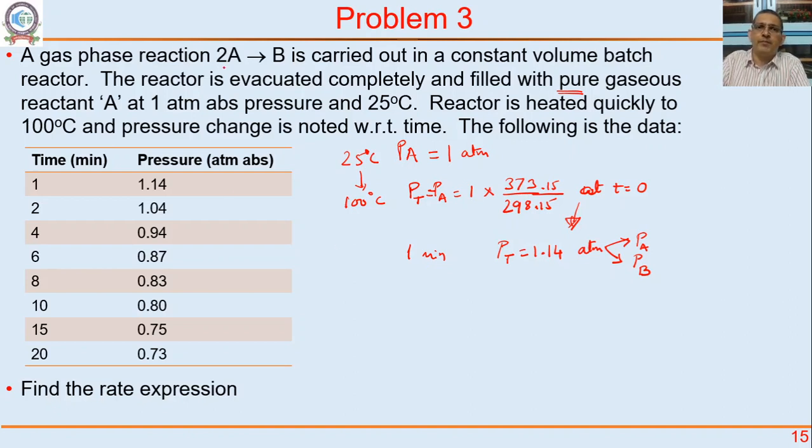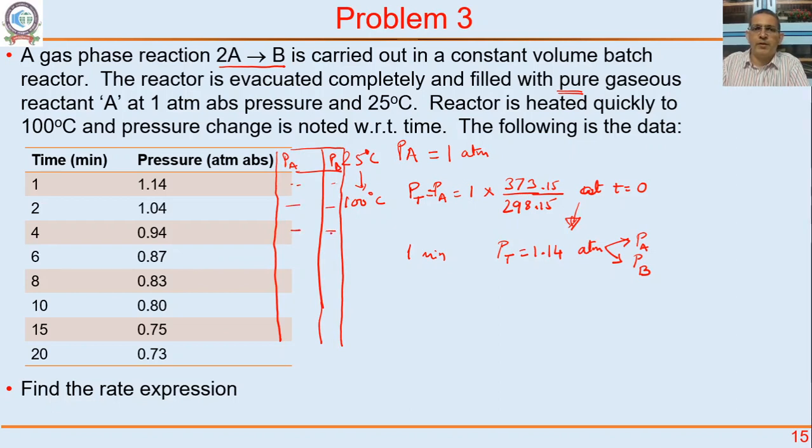Based on this stoichiometry. So use this stoichiometry to calculate partial pressure of A and partial pressure of B with respect to time. Right? Complete this table at 1 minute, 2 minute, 4 minute, 6 minute, 8 minute, 10 minute, 15 minutes, and so on. Now you have partial pressure with respect to time.